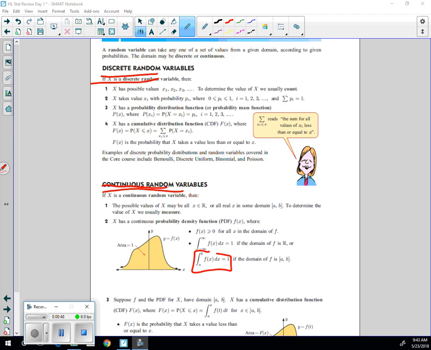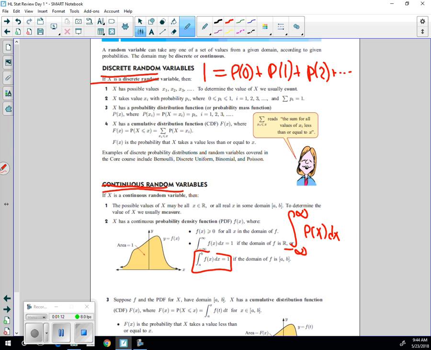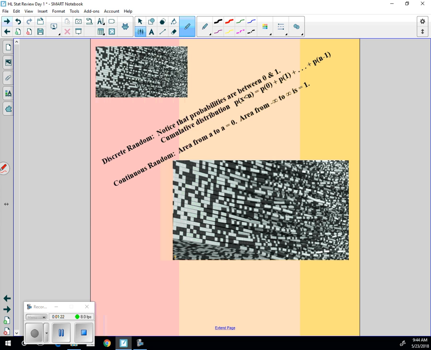And when we look at distributions, what do all probabilities have to add up to for a discrete? They all add up to 1, right? Now, when we look at continuous, what is the area from negative infinity to infinity of those probabilities? What do they have to add up to? They have to add up to 1. So that's a great place to start. So discrete, the probabilities add up to 1. Continuous, the areas add up to 1. And we kind of know that already.